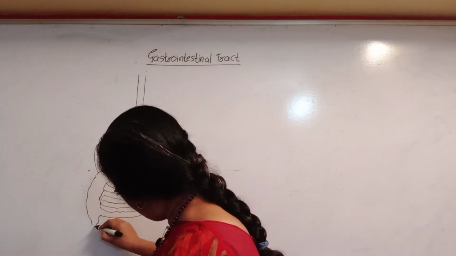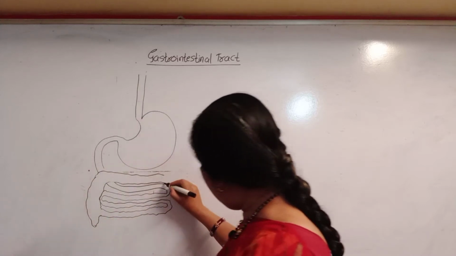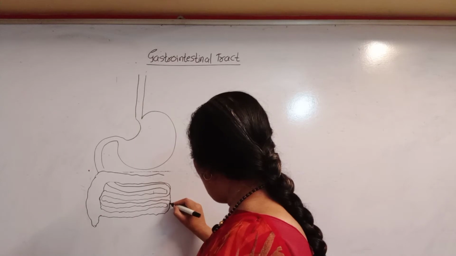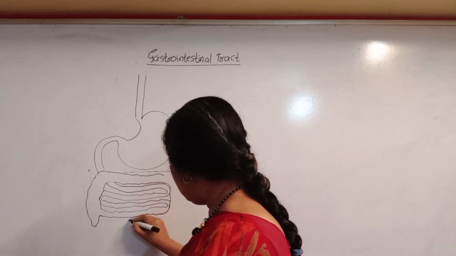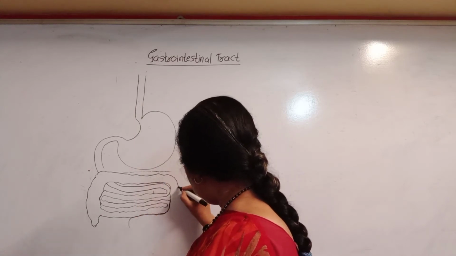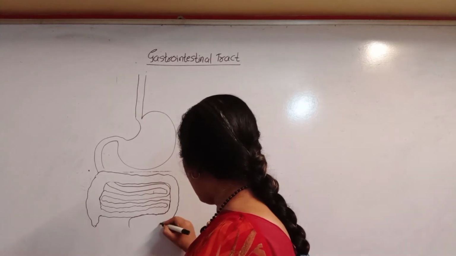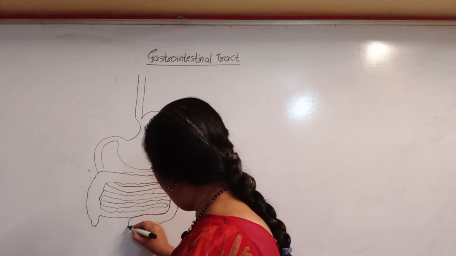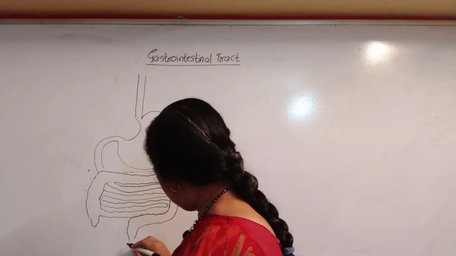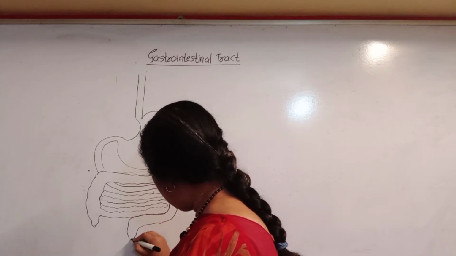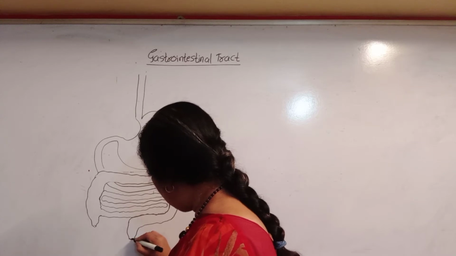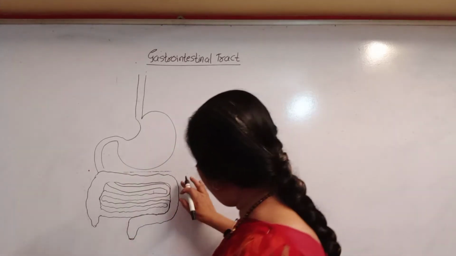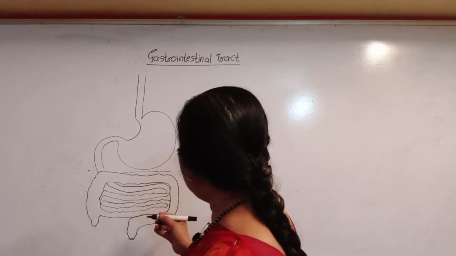The large intestine has a larger diameter than the small intestine. The small intestine is narrow but long as compared to the large intestine. This is the rectum of the large intestine and this is the anus. So this is our digestive tract or alimentary canal.